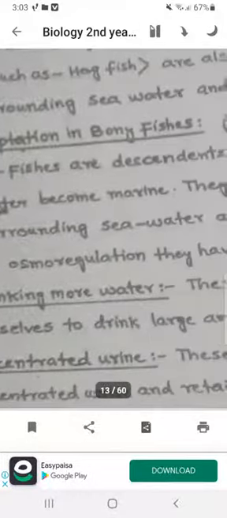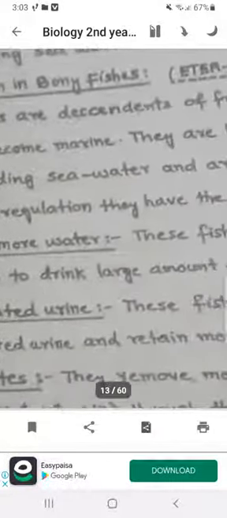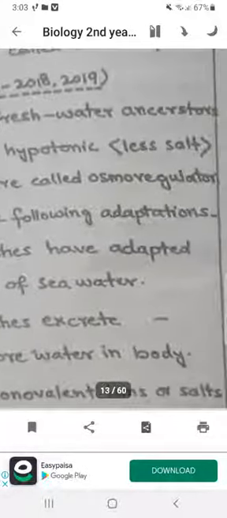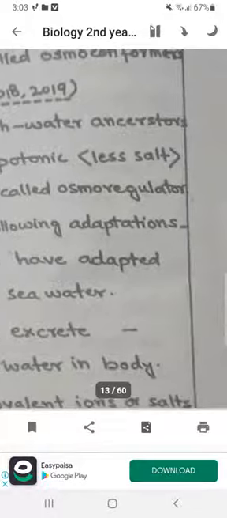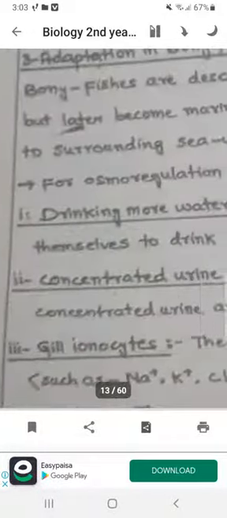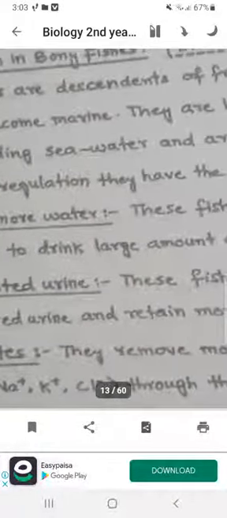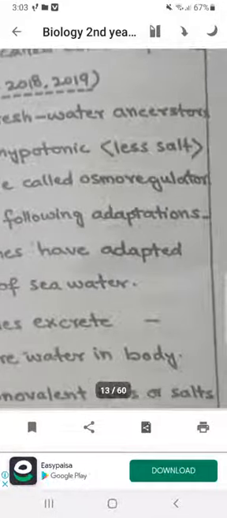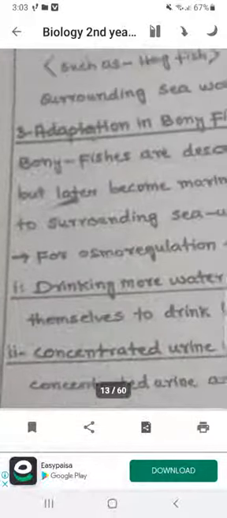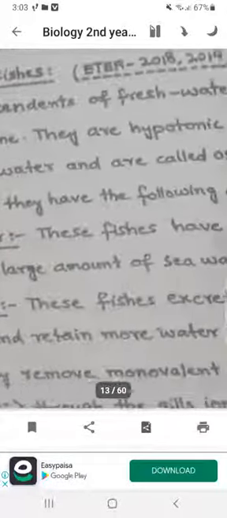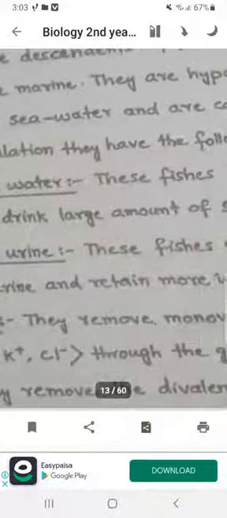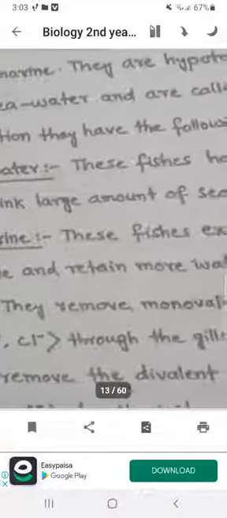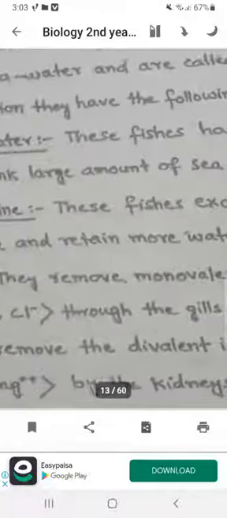Number 3, adaptations in bony fishes. Bony fishes are descendants of freshwater ancestors but later became marine. They are hypotonic, with less salt than the surrounding seawater, and are called osmoregulators. Osmoregulation, they have the following adaptations.